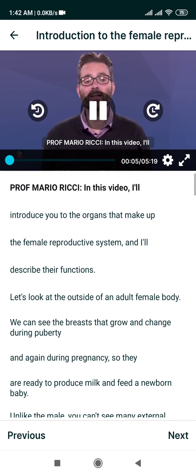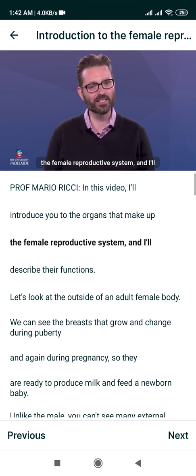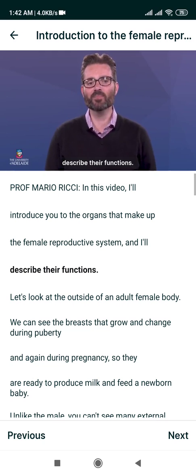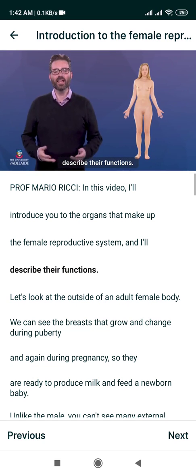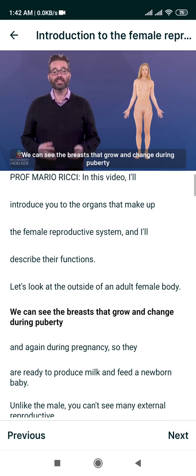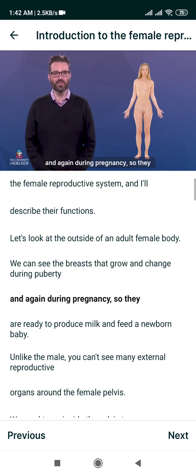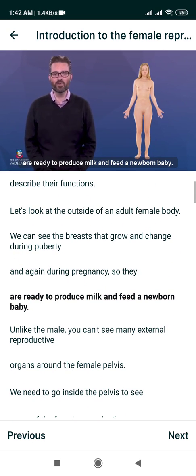In this video, I'll introduce you to the organs that make up the female reproductive system, and I'll describe their functions. Let's look at the outside of an adult female body. We can see the breasts that grow and change during puberty, and again during pregnancy, so they are ready to produce milk and feed a newborn baby.